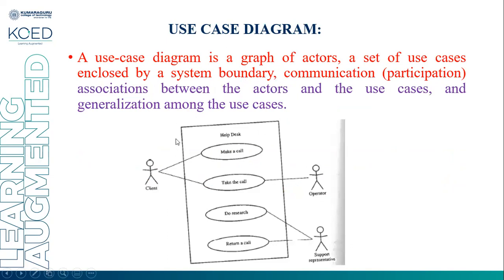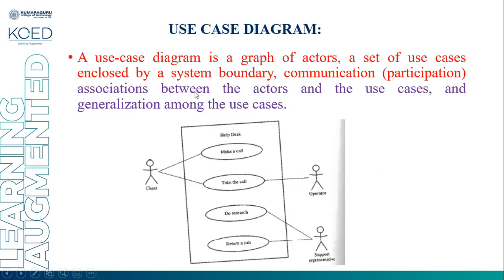So this is a system boundary, and we can say that this is a standing rectangle. Outside the boundary we have the actors, that is client and operator. Inside the boundary we have the use cases: make a call, take a call, do research, and return a call. So the actors are client, operator, and the support representative. So three are the actors. We have four use cases. Use cases are inside the system boundary. Actors are outside the system boundary.